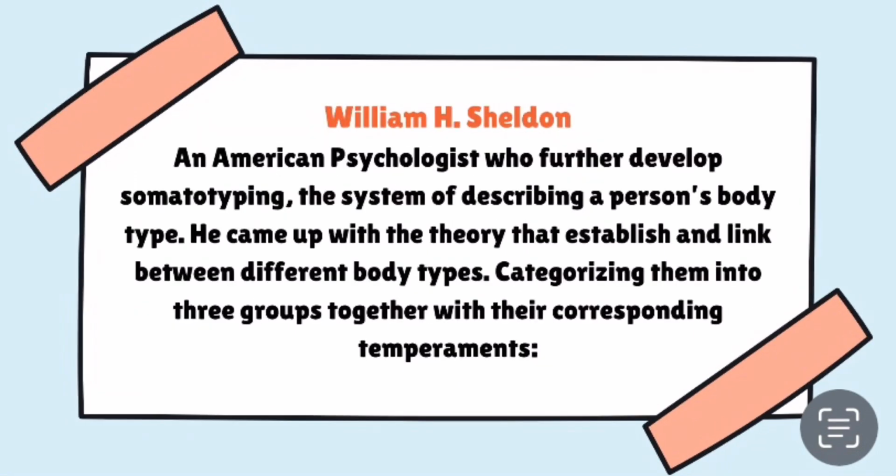William H. Sheldon, an American psychologist who further developed somatotyping, the system of describing a person's body type. He came up with a theory that established the link between different body types, categorizing them into the 3 groups together with their corresponding temperaments. Type: endomorphic, mesomorphic, ectomorphic. Sinasabi dito na ang endomorphic daw ay yung mga fat and rounded physique. Pag mesomorphic, has a stocky and muscular build. Next is ectomorphic, thin and bony.